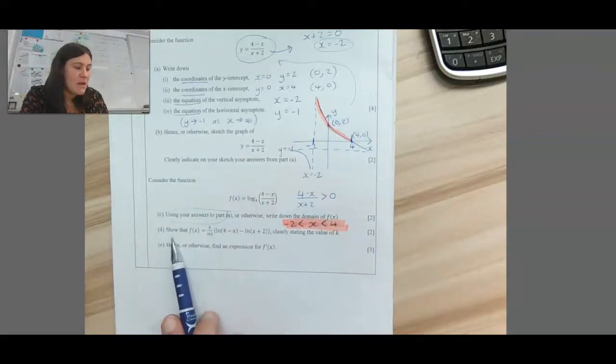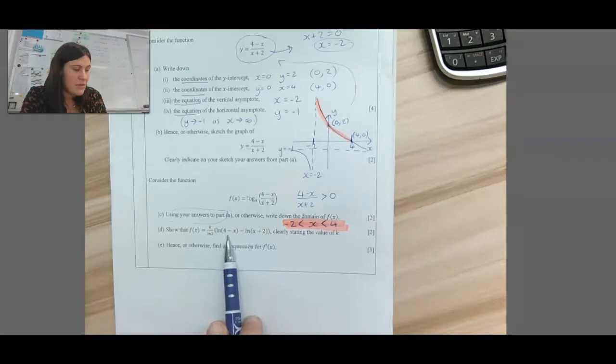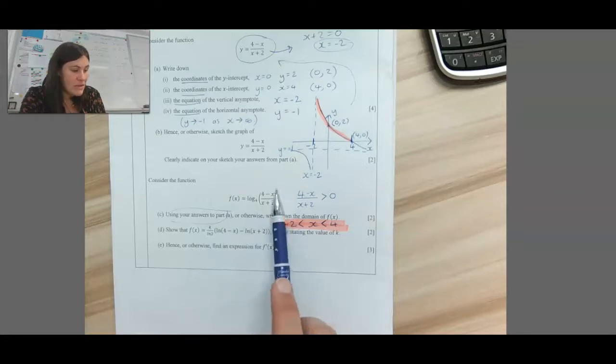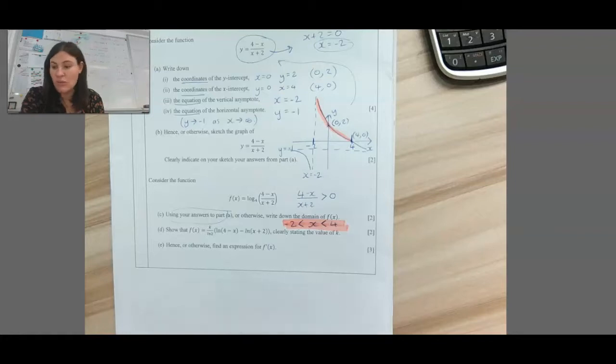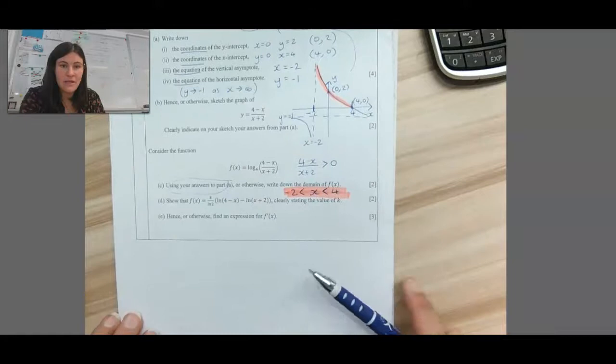All right, next bit. Show that f of x is k over ln of 2, brackets ln of 4 minus x minus ln of x plus 2, clearly stating the value of k. So essentially we're going to have to transform this into this using log rules. I'm going to use this space down here to do it.